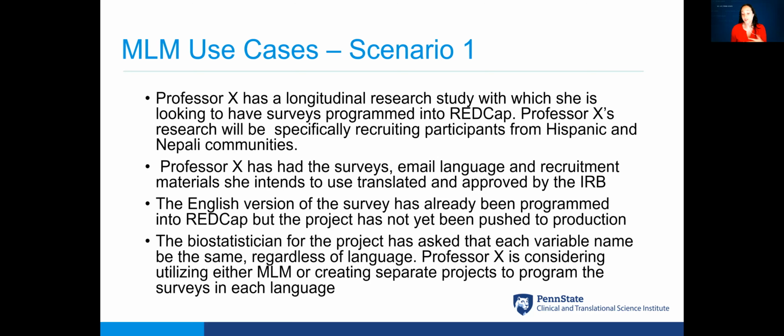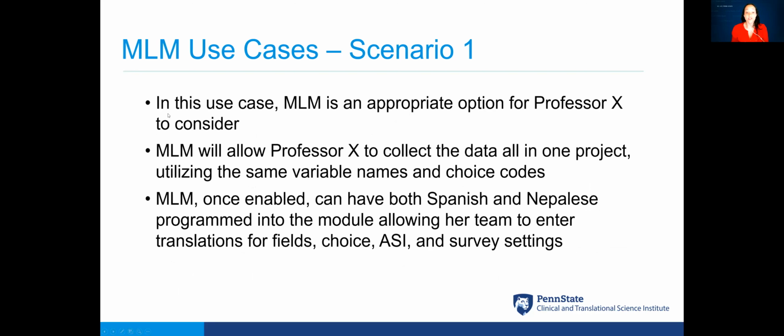So because of that, Professor X is considering utilizing either MLM if she can get it enabled, or creating separate projects for each language to program the surveys in the language that she would like them to be programmed. In this case, MLM is a great option for Professor X to consider. She can collect all of her data in one project utilizing the same variable names, choice codes, all of that. And then once enabled, she can have both Spanish and Nepalese programmed into the module, allowing her team to enter translations for fields, choices, and survey settings.